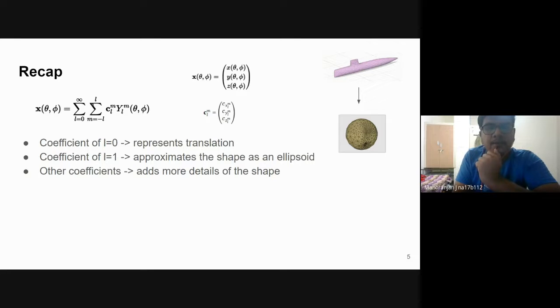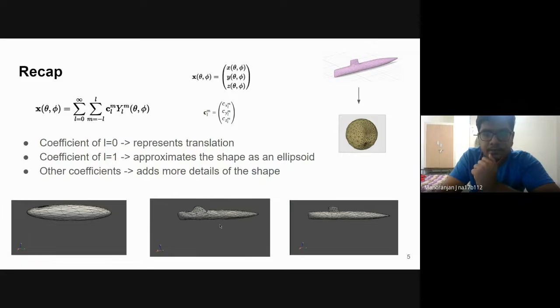And once you add on further L equal to 2, L equal to 3, you will get a better description of the shape. These pictures you see here can give you a better idea of how limiting the coefficients will describe the shape. This particular shape that you see here corresponds to L equal to 1, and as you can see, it approximates the submarine as an ellipsoid. After that, this corresponds to L equal to 10, and you can see here that now an extra feature, the sail of the submarine, is added.